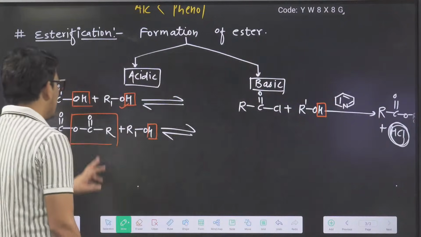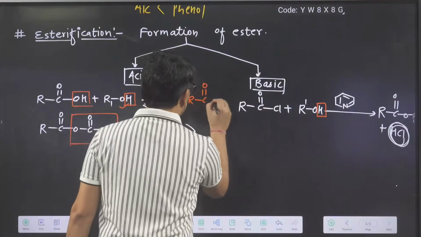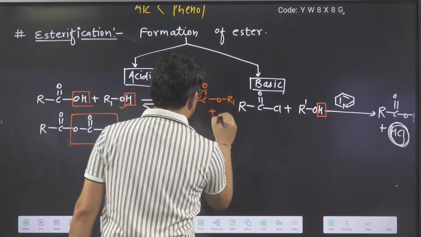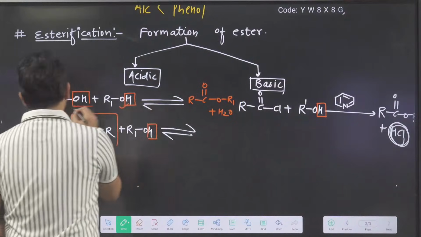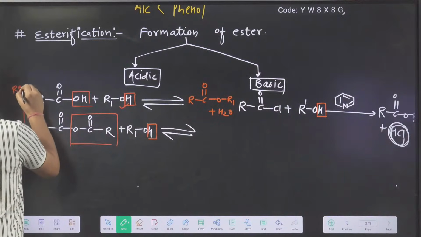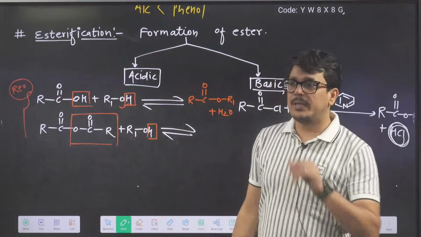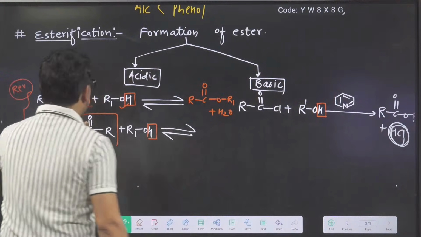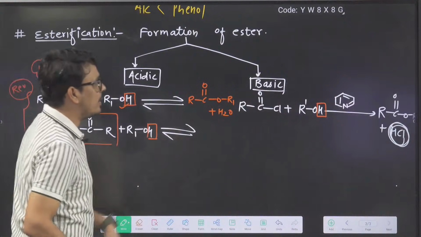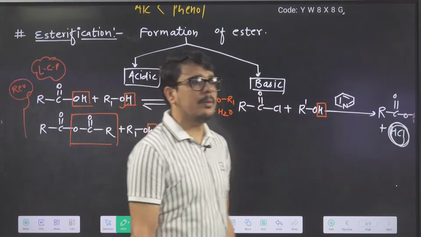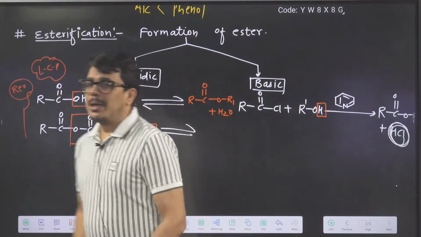Now tell me one thing here. In the first case, the product will be which one? R, C double bond O, R1, plus what will be there here? H2O. Now, in acidic medium, are these two reactions reversible or not? If these are reversible, then we can apply the Le Chatelier principle and shift this equilibrium in the forward direction so that we will get maximum yield of which one? Ester. Clear to everyone or not?